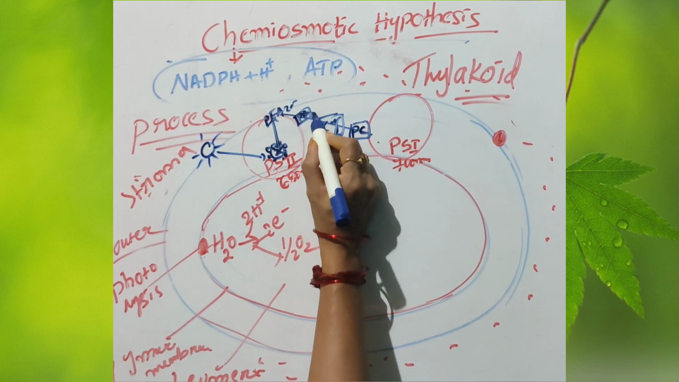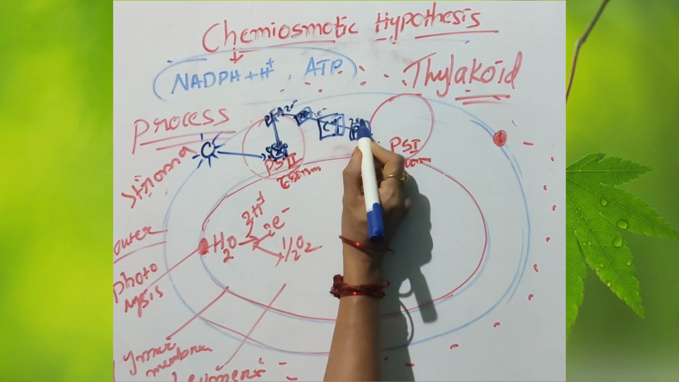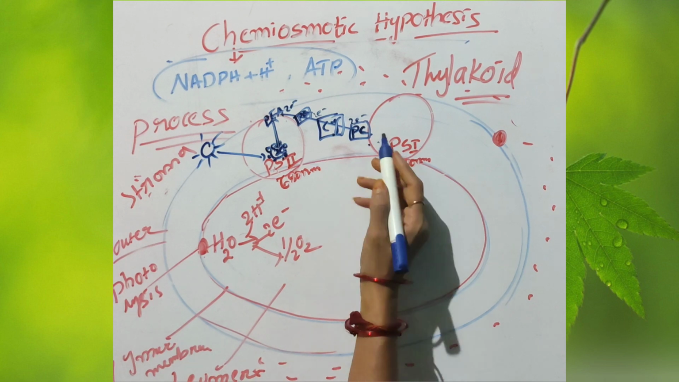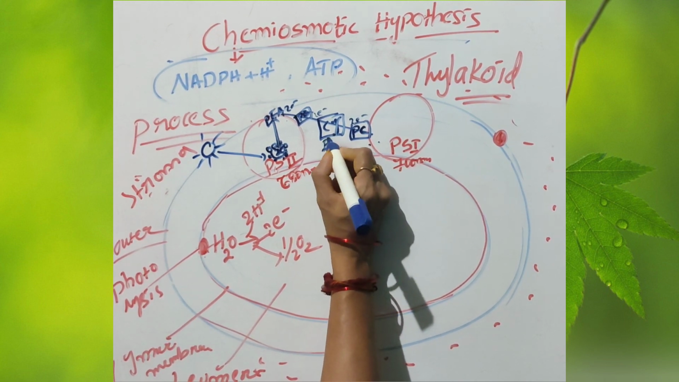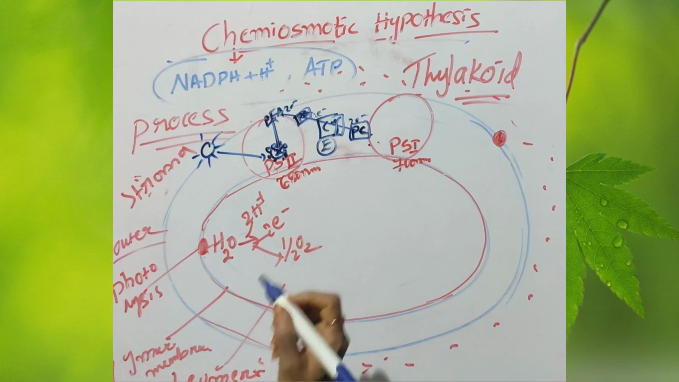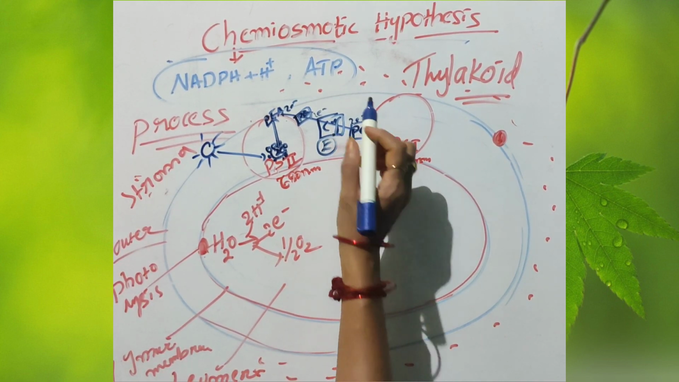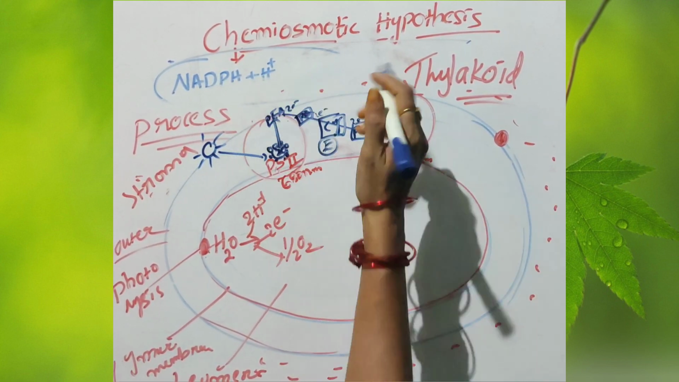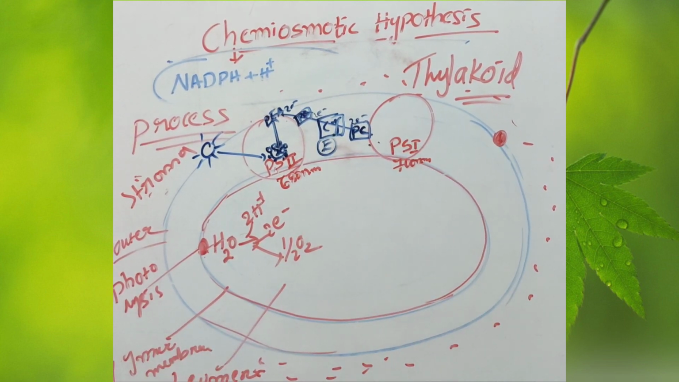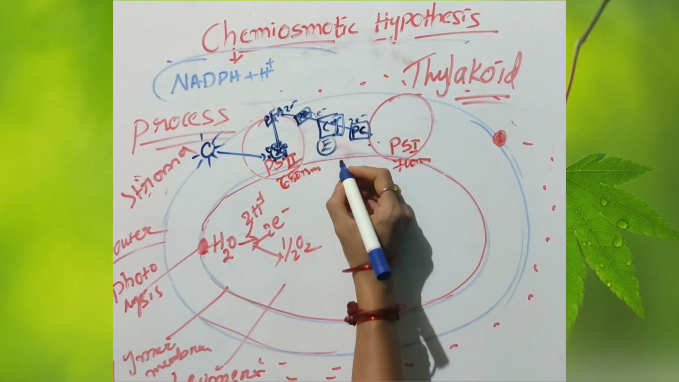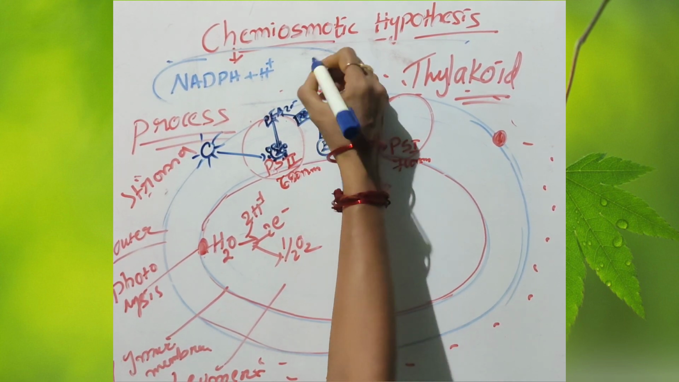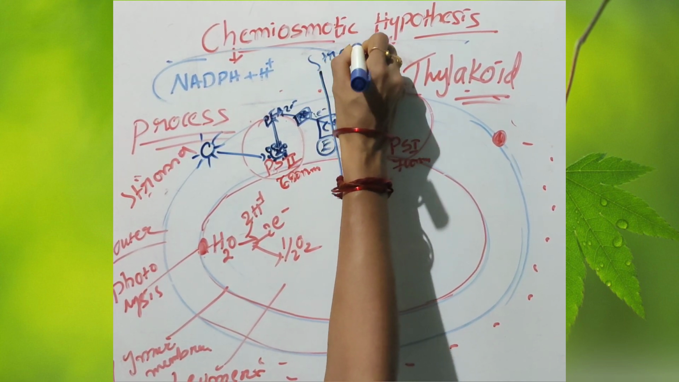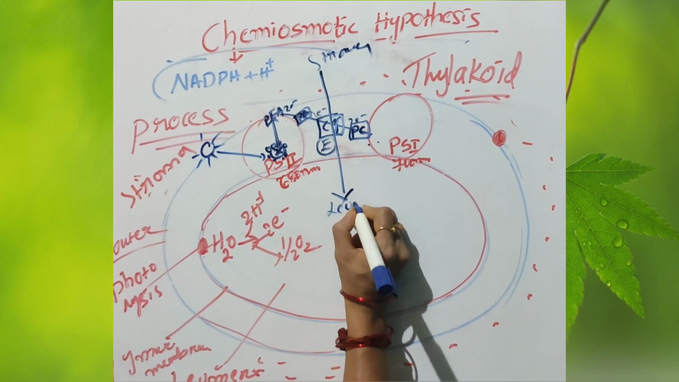So, the pair of electrons is gradually transported from the excited state to the ground state. During this process, a large amount of energy is released at the center of the cytochrome complex. This energy is utilized for the transportation of the protons from the stroma to the lumen.